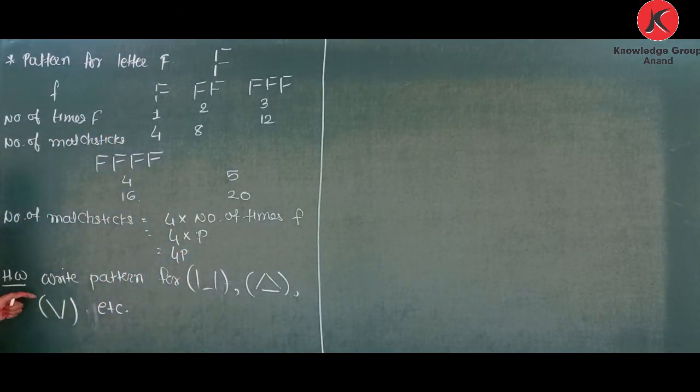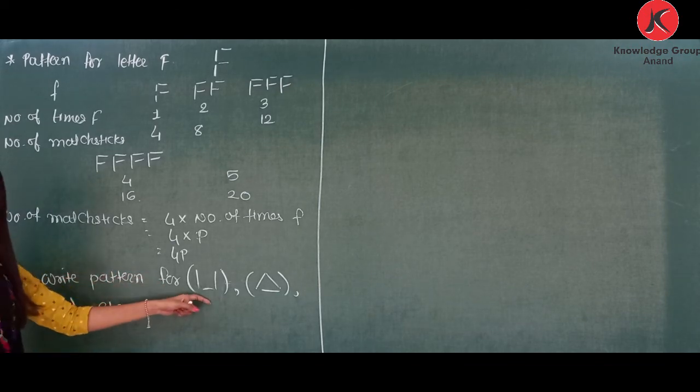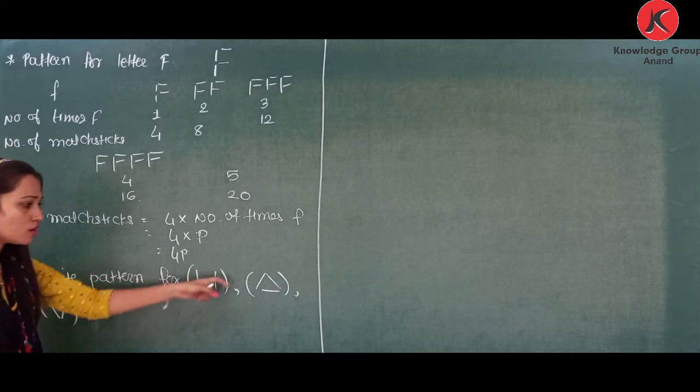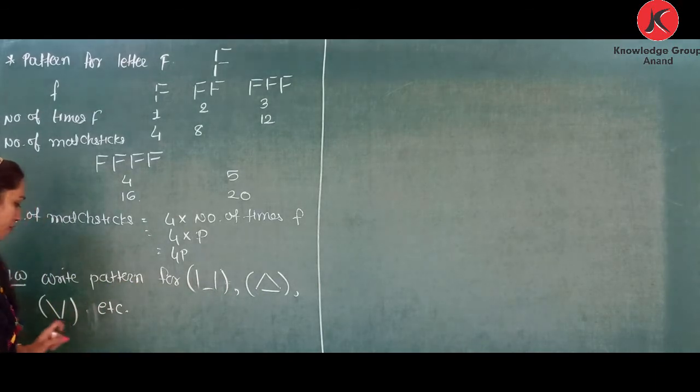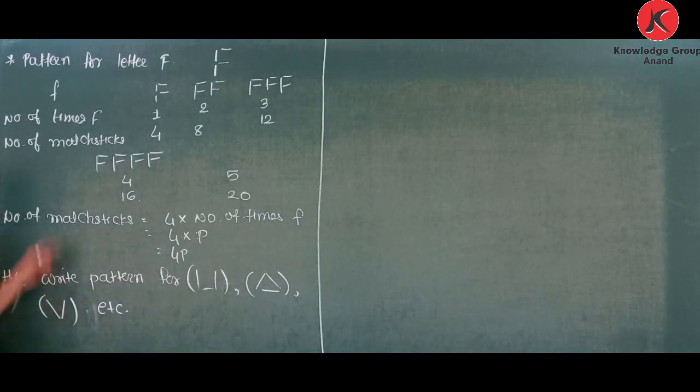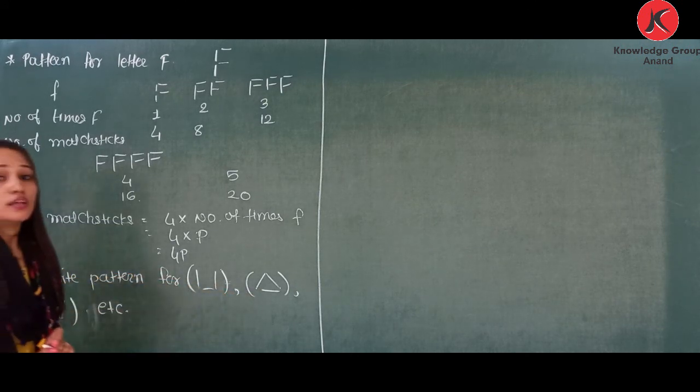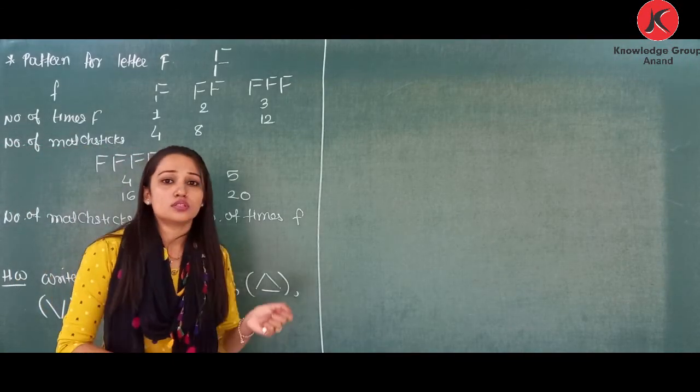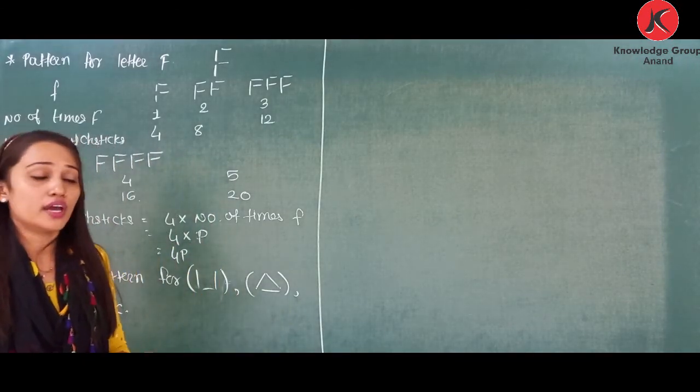Now in the homework you need to write the pattern for U. You can see here we need 3 matchsticks for the triangle and for V. So same like F, C and L, you need to write the pattern for U, triangle and V. Clear? Now we can also use this algebra in a general form.